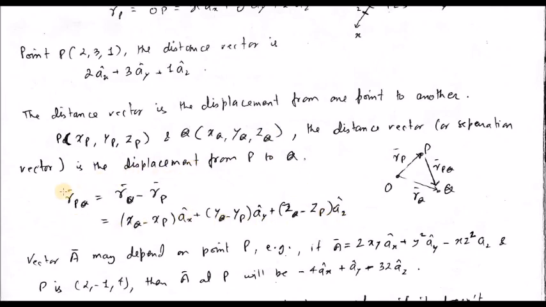So this is your distance vector RPQ, which gives the displacement from P to Q, and it is shown here graphically. This is your P, this is your Q, and this is the displacement or distance vector RPQ. So it is directed from P to Q, so Q minus P.